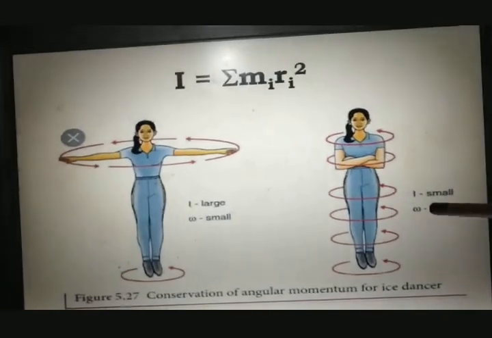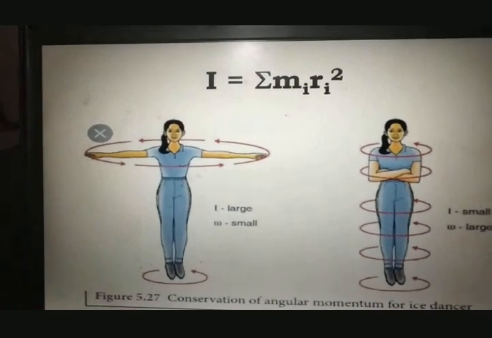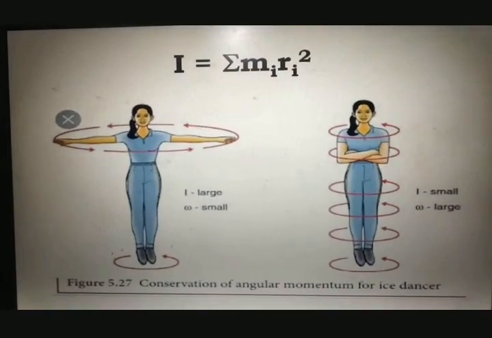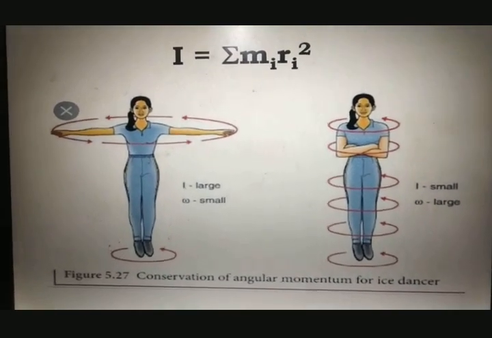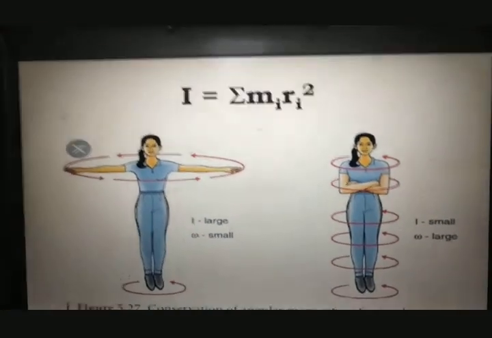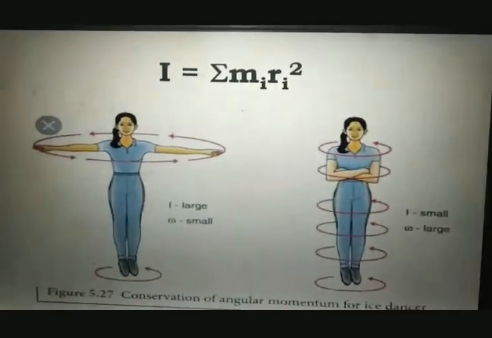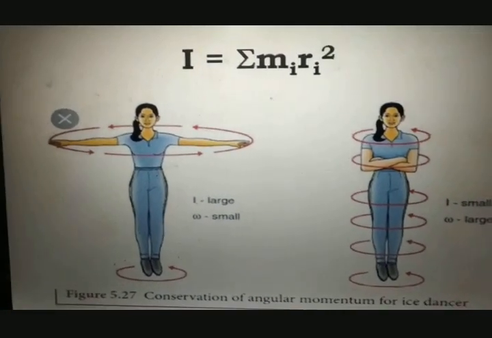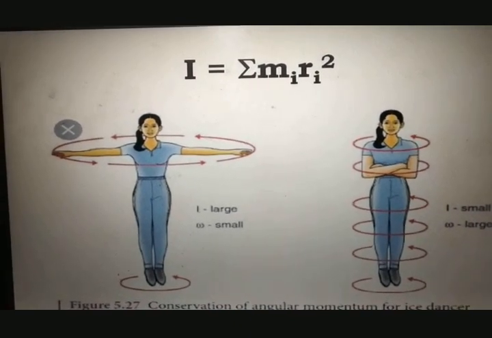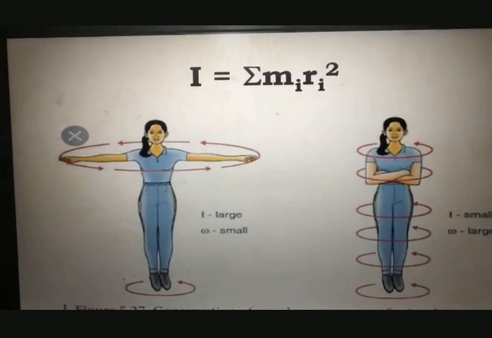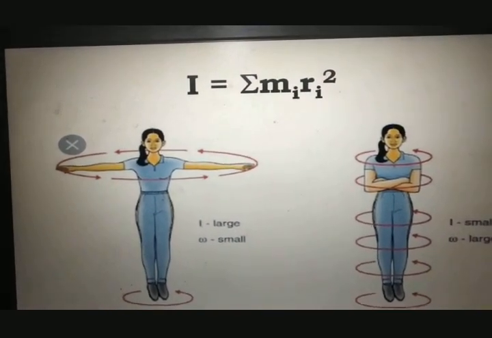Why? Because this I and omega, that is moment of inertia and angular speed, are inversely proportional. Okay, so when your I becomes larger, speed becomes smaller, and when I, that is the moment of inertia, becomes small, speed will become larger. Okay, means see, what is the meaning of moment of inertia? To provide opposition. If I is small, means your opposition is small, so you can move faster and faster. If your I is larger, means opposition is larger, so you are able to move slower and slower.